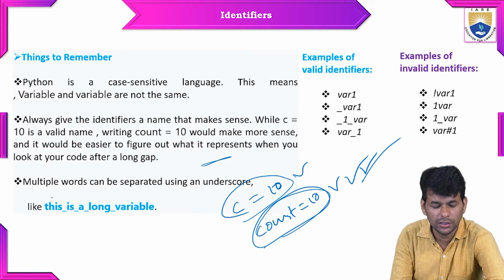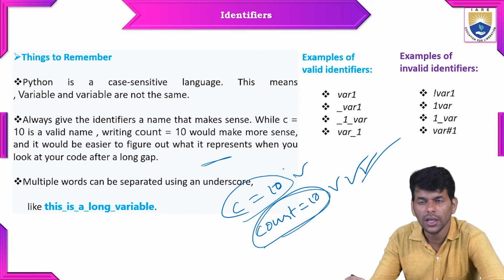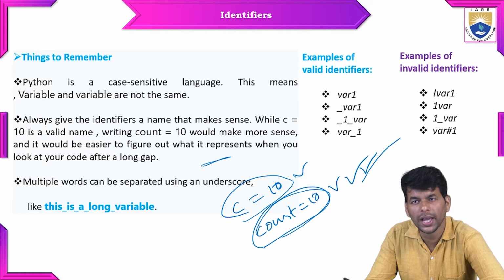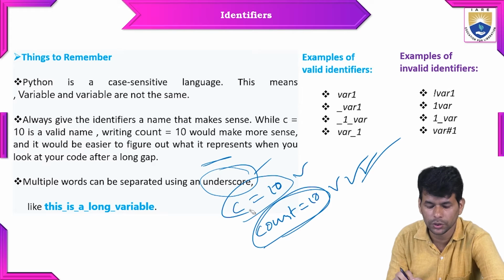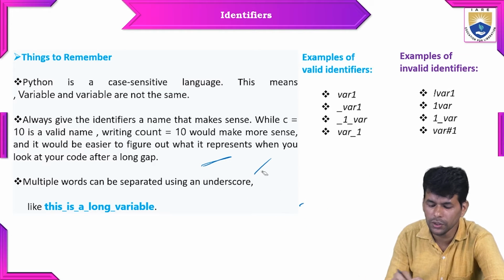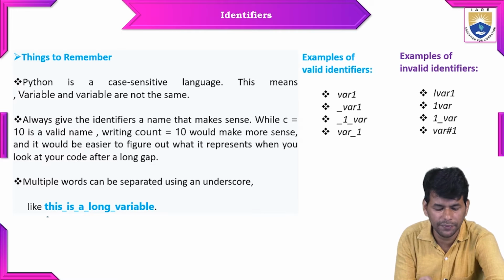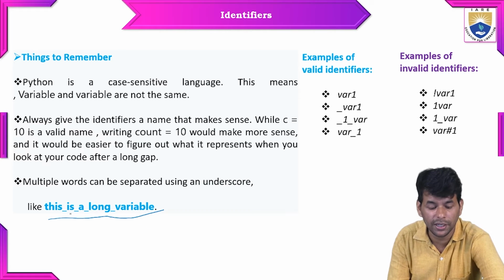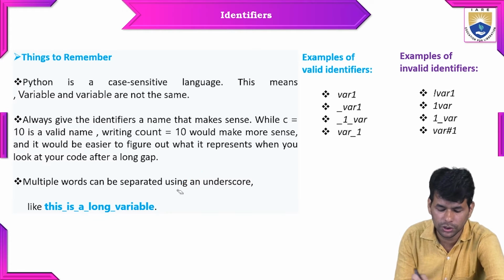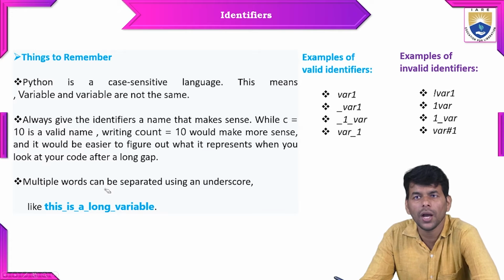The next one is: multiple words can be separated using an underscore. If you want to use multiple words as an identifier, we have to use underscores. Let us assume one identifier name: this_is_a_long_variable. This is a long variable name, an identifier separated with the help of underscores. Is that clear? So these are the points to remember about identifiers and keywords.